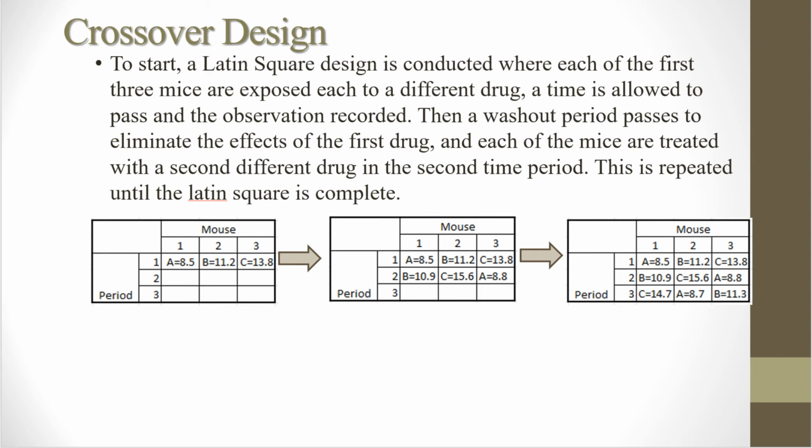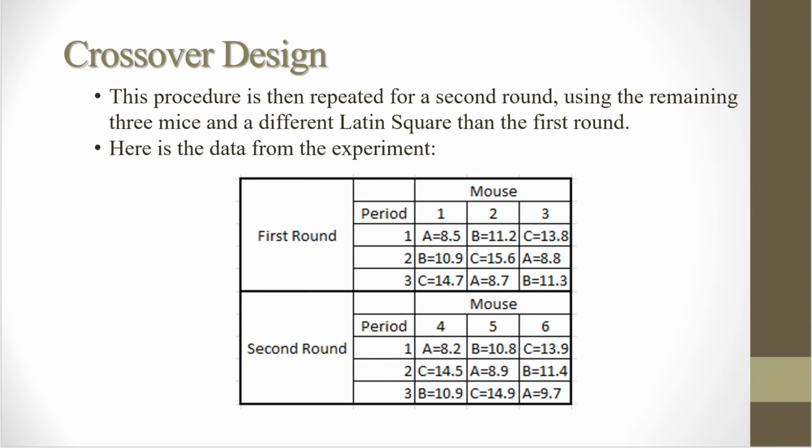So what this looks like, basically, is you have a Latin square design. You construct a Latin square where the first 3 mice are each exposed to a different drug. Then you allow your time period to pass, record your observation, allow a washout period to pass, and then you administer your second set of drugs. And then again, wait a period of time, record your observation, and then administer the third set of drugs until your Latin square is completed. This is repeated again until you have your two Latin squares, 1 and 2, and that's the data that you're going to analyze.